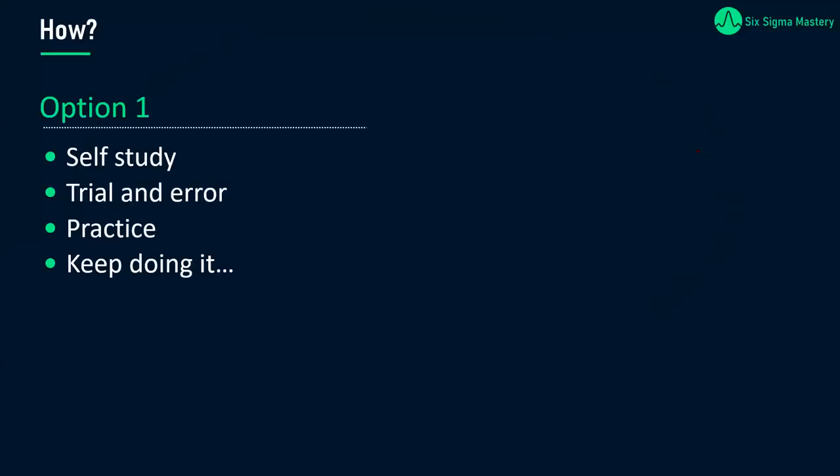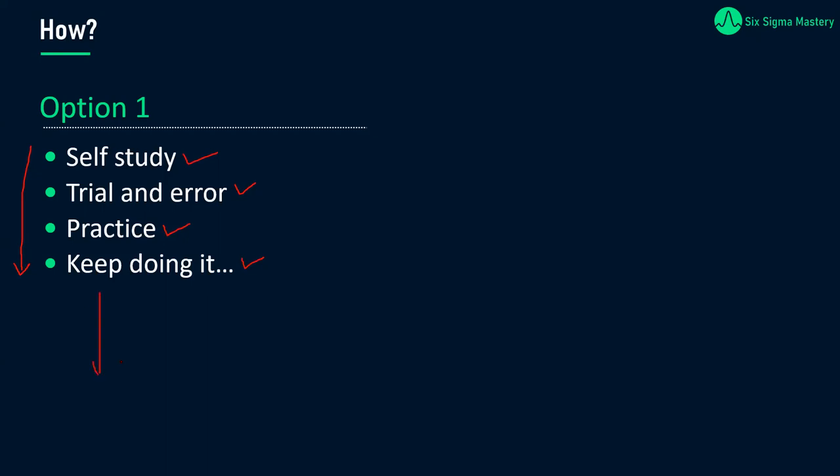And how do you do it? There are two options. One is to keep on attending these Sunday sessions. I'll keep on updating the topics. New topics are coming there, a lot of statistical tools, a lot of practical tools, in fact, a lot of tools to help you identify the problems. So I keep on doing these sessions every Sunday for life. As long as it is possible for me, I'll keep on doing this. So you can join these sessions. You can do self-study, go through trial and error. You have to implement the knowledge, see if it works, do some practice and keep on doing it.